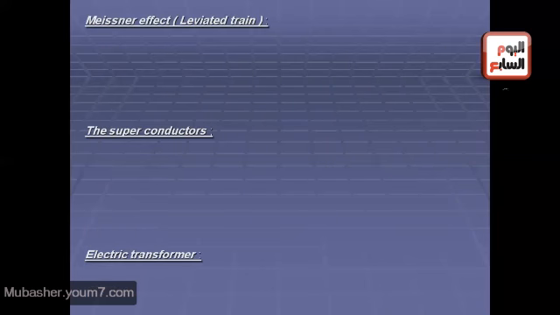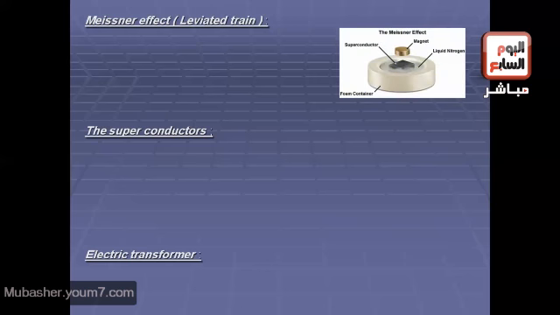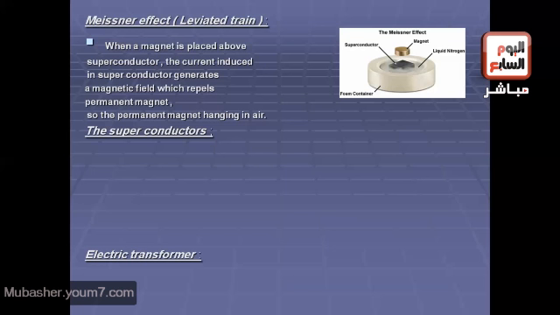Okay. Another question: Meissner effect, or levitated train. This is the shape of the Meissner effect. When we put a magnet above a superconductor, the induced current in the superconductor generates a magnetic field which repels the permanent magnet. So the permanent magnet hangs in the air; you see the permanent magnet hanging above the superconductor coil. This is what we call the Meissner effect.